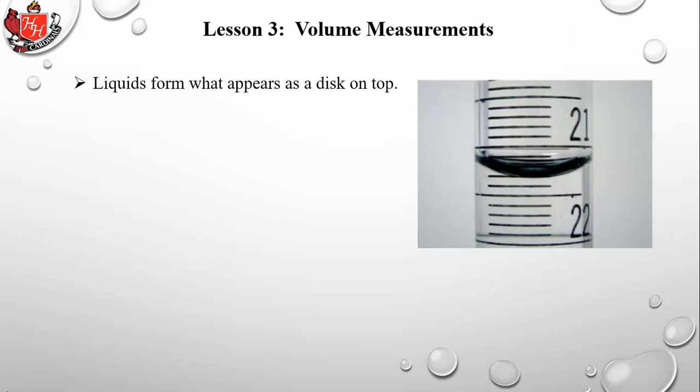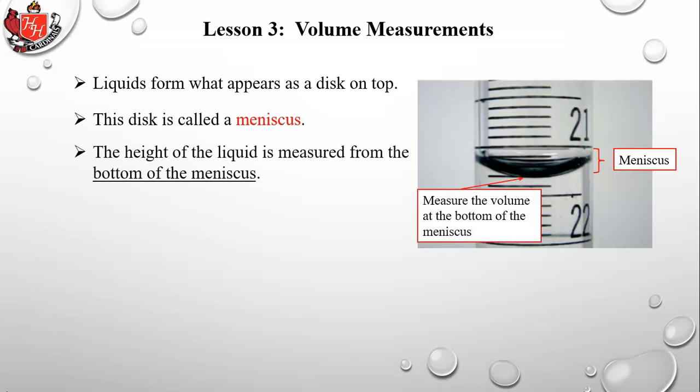Okay, liquids form what appears a disc on the top, and that is called a graduated cylinder, which you're looking at. We'll learn the name of the equipment at a later time. The disc is called the meniscus. So what you see over there on the right in that brace is called a meniscus. The height of the liquid is measured from the bottom of the meniscus. So you always measure from the bottom.